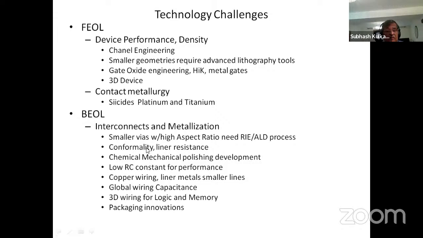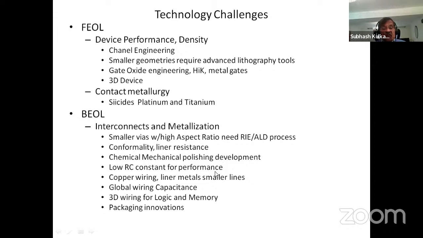Conformality is very important. All these layers you put have to be conformal, the same thickness throughout the entire topography. And the line resistance is coming into play, because as you reduce the line width, the liner material that is put under the copper takes up much of this thickness, and with that thinner seed layer the resistance is much higher. So there is a limit to how much we can shrink these lines dimensionally. Chemical mechanical planarization processes need huge development.